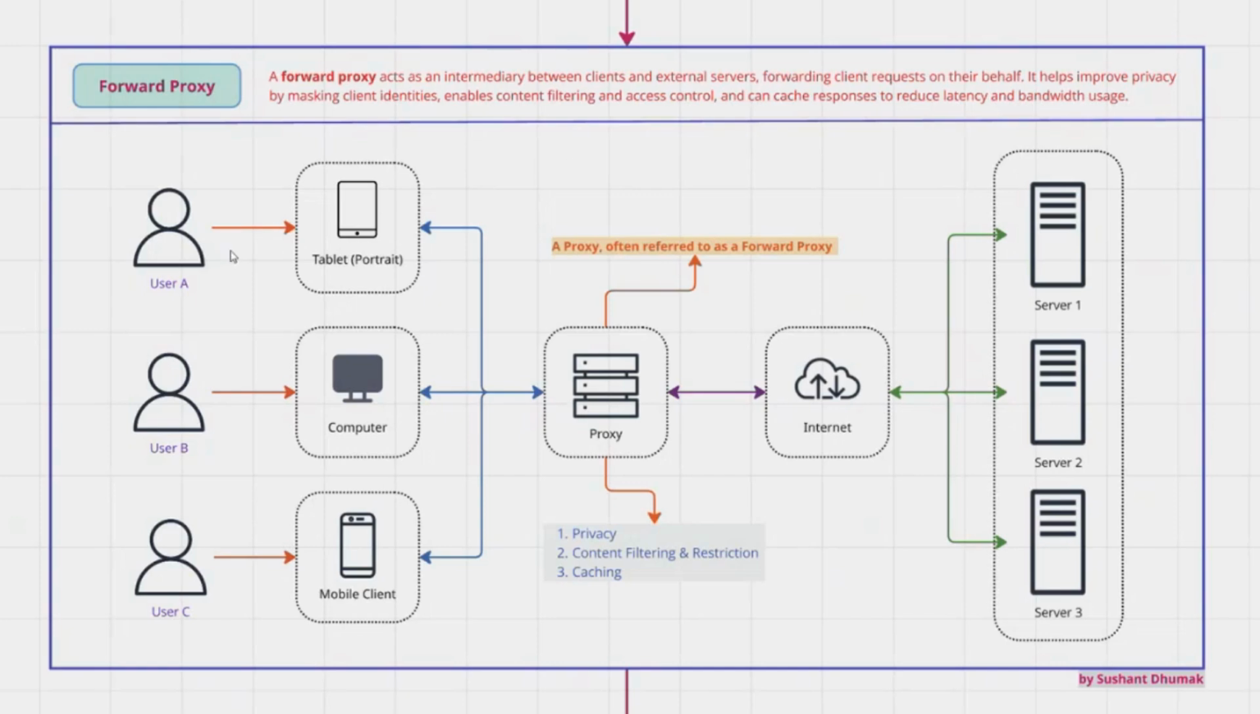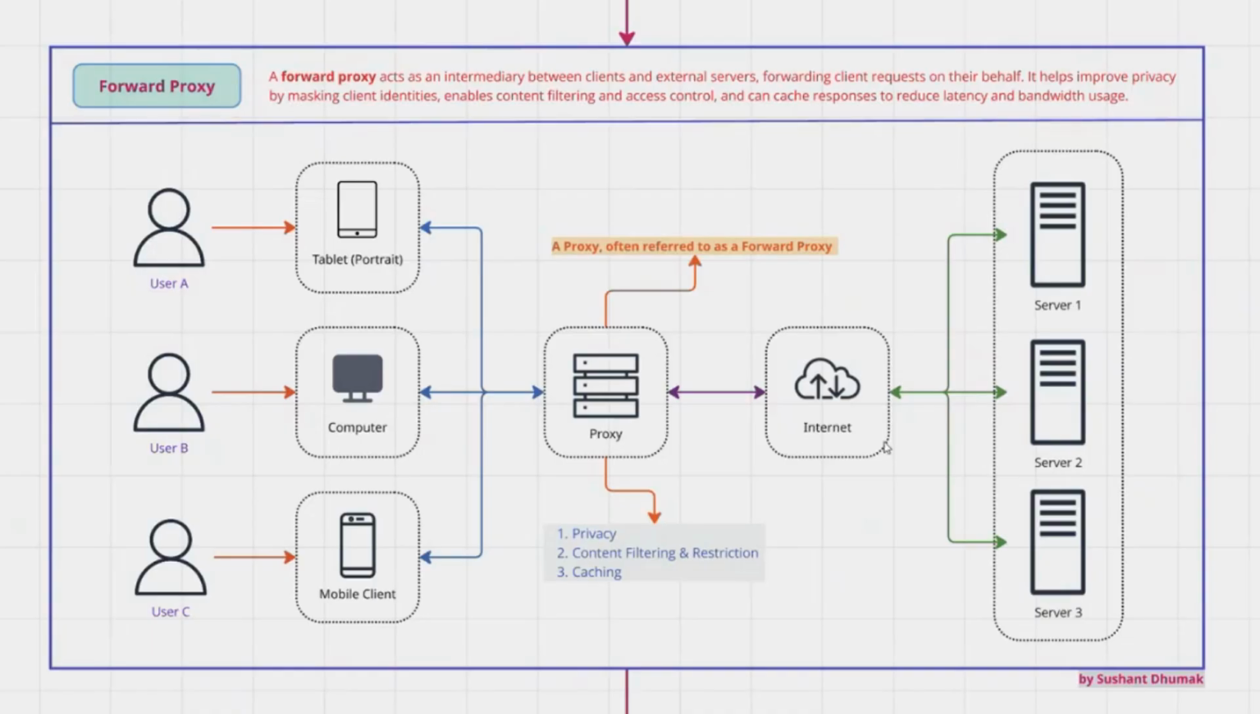So here in this diagram, you can see that suppose there are three users located at multiple locations all over the world, and they're using different devices. Like one is using a tablet, another a computer, one a mobile, and you can see the proxy sits between the user and the internet. The main purpose of this proxy is to receive the request from the clients, whichever device they are using, and then forward that request to the internet, and then the internet will go to the respective servers, which will respond to the request of the user. So this is the main difference between forward proxy and reverse proxy. Here, the proxy sits between the user and the internet.